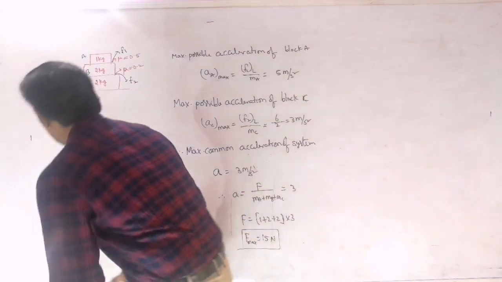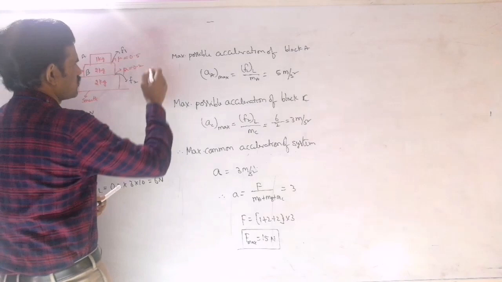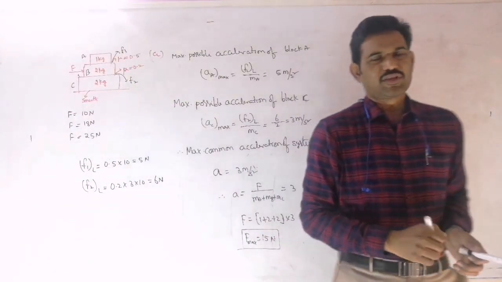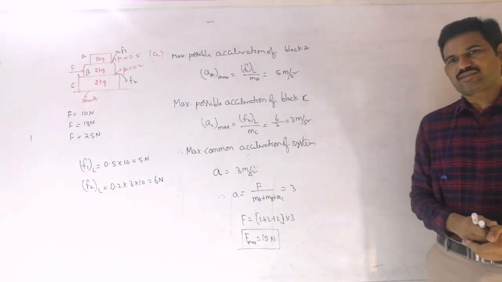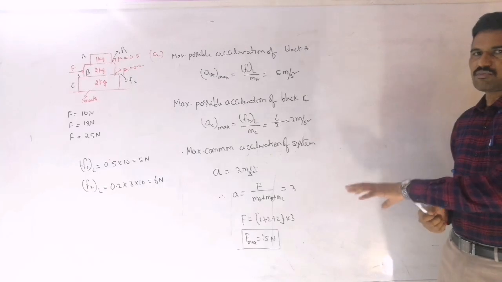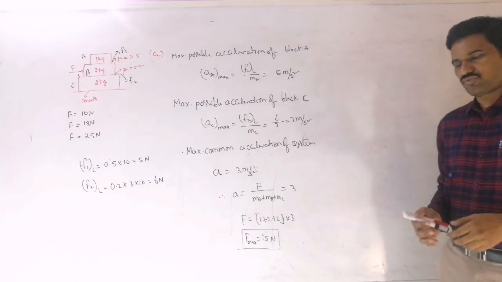Until this 15 newtons, all the blocks can move together here. Is it clear? When the force is less than 15 newtons, all the blocks can move together with the common acceleration. So this is the maximum force until which all the blocks can move together.